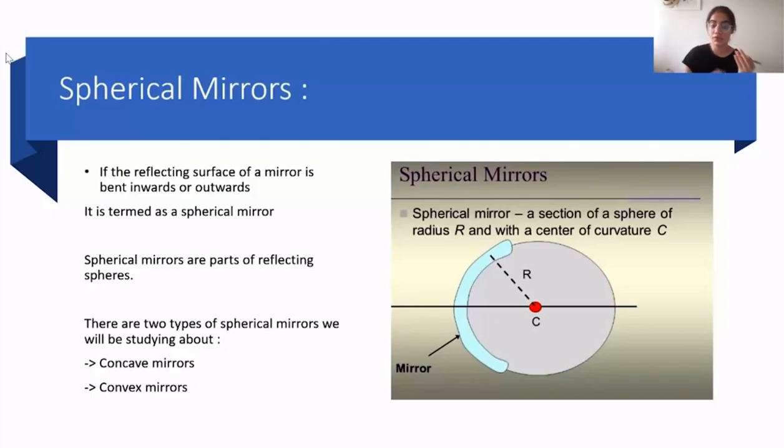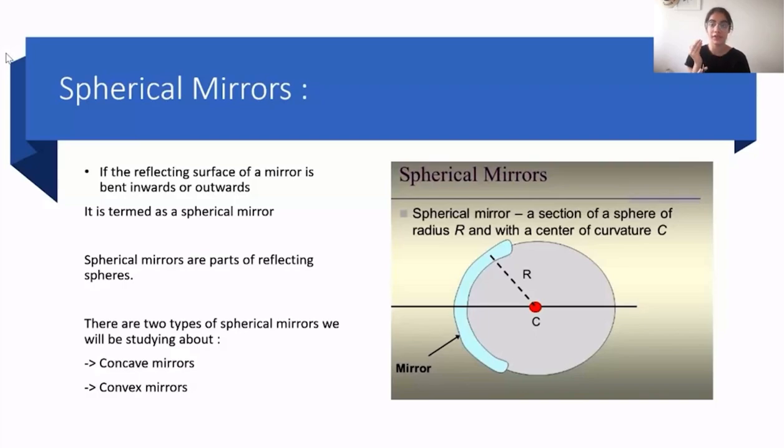So there are two types of spherical mirrors that we can get from a reflecting sphere. One of them is a concave mirror, whose reflecting surface is curved inwards, and the other one is a convex mirror, whose reflecting surface is curved outwards. The inward curved side of a concave mirror is the reflecting surface. Here the light will be incident and will be reflected back, and the opposite side will be covered with some kind of metal paper or black paper so that it will not allow light to pass through it. This is a concave mirror.